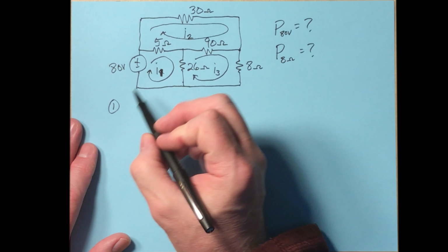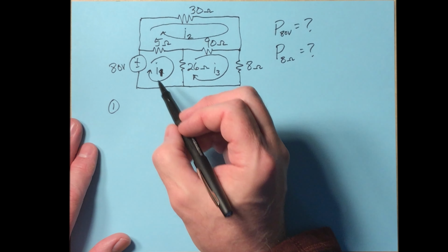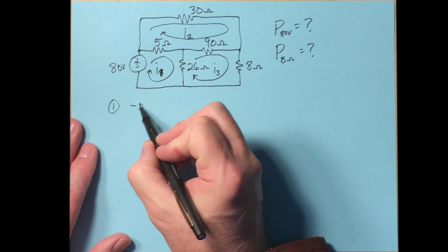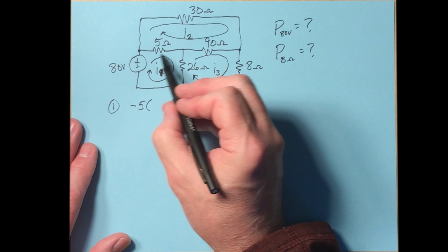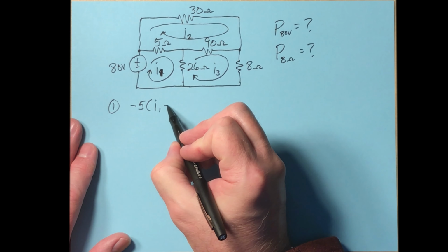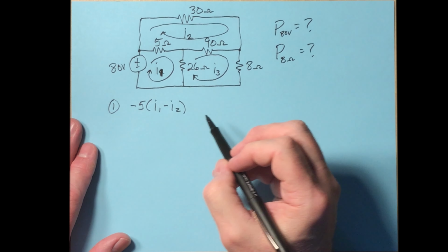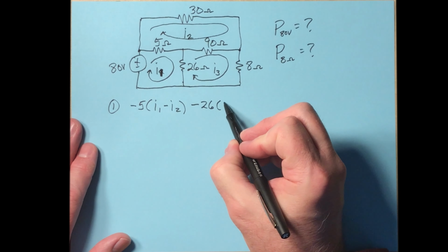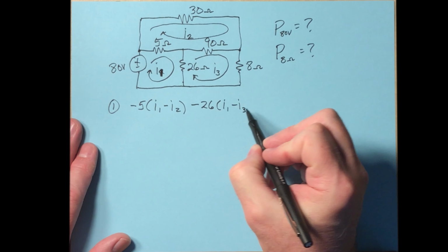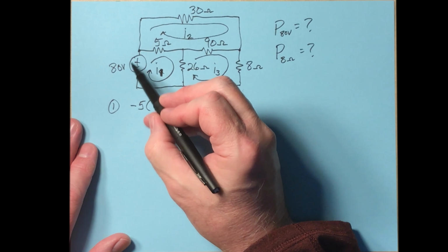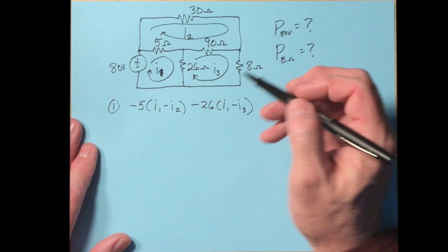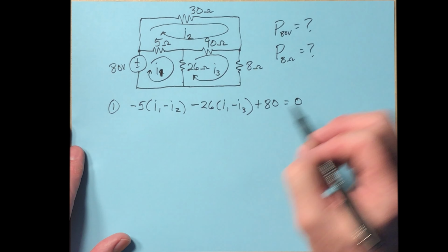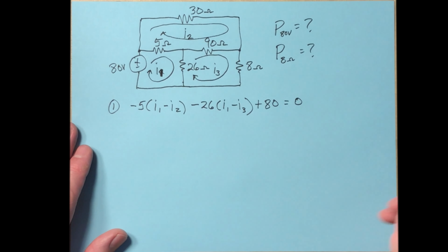So for the one loop, that's this one with I1 in it, let's start here in the upper left-hand corner and go clockwise. Minus 5 times the current through that. Well, we're going in this direction, so it's going to be I1 minus I2. And then when we go this way, it's going to be minus 26 times I1 minus I3. And now we go through this 80 volt source, and that's a rise, so plus 80 equals 0. There, I think we've just done that one.